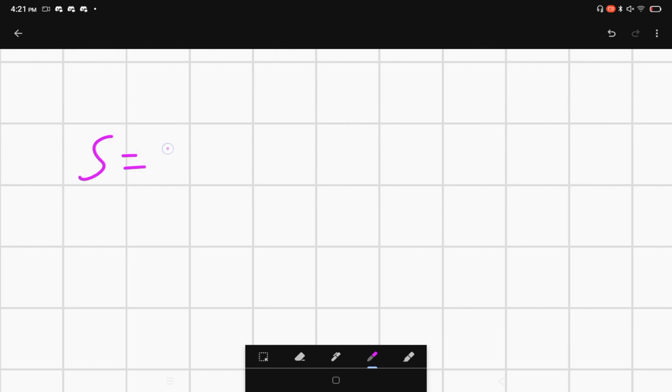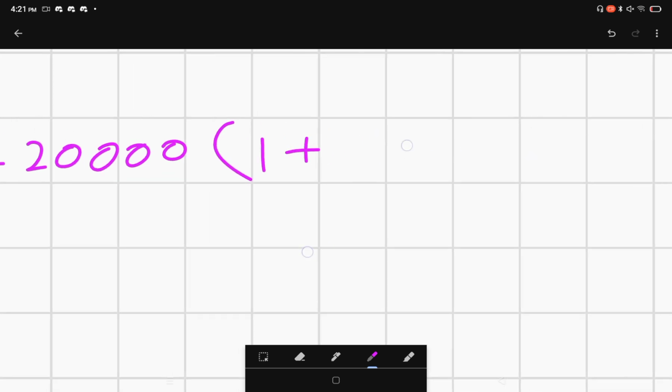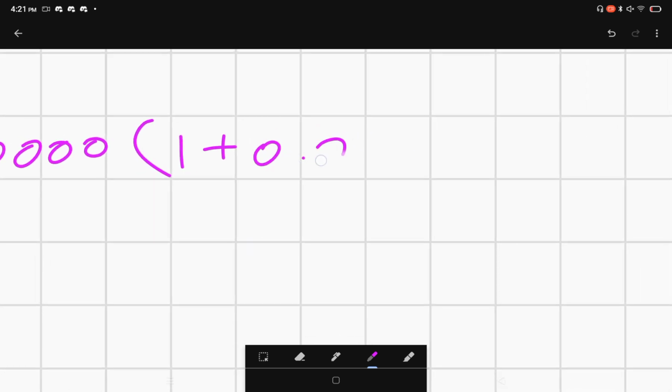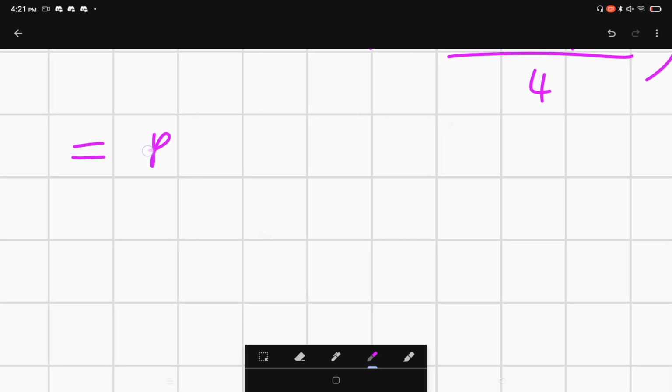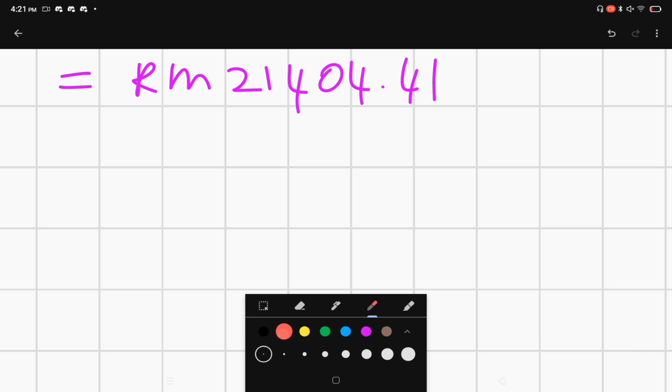And so we will substitute these into the formula, which is S equals 20,000 times (1 plus 0.0455 divided by 4) with the power of n, which is 6. I'm so sorry for the delay. And so we will get 21,404 ringgit and 41 cents.